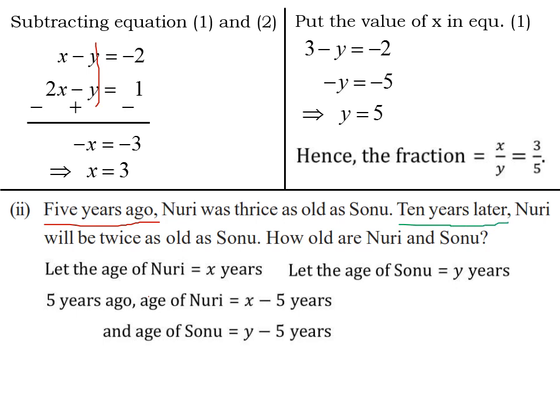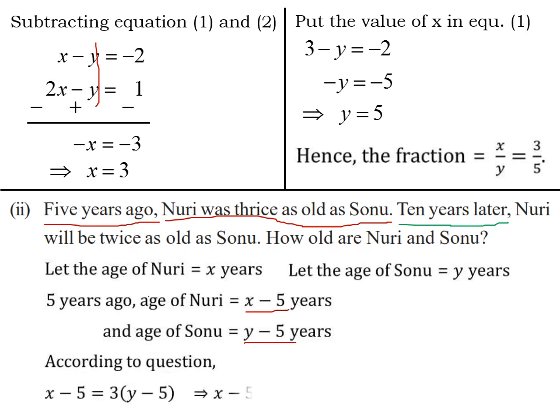So, for that case, according to the second condition, first of all, we will find the solution of this equation. In this case, we have that Noori was thrice as old as Sonu. So we can say age of Noori x minus 5 is 3 times the age of Sonu. My first equation will become x minus 5 is equal to 3 times y minus 5. After solving I will get x minus 5 equals 3y minus 15. So I will get x minus 3y equals minus 10, and that is my first equation.